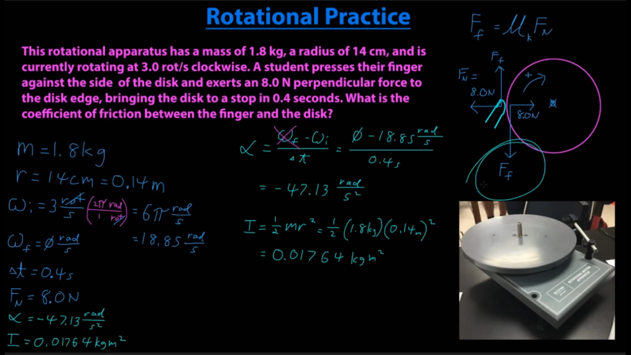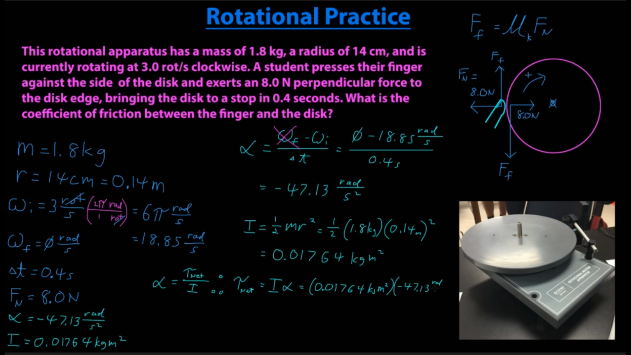I am after a force, and this is a perpendicular force. And since it's a perpendicular force, this is screaming torque. Angular acceleration is net torque over moment of inertia. Therefore, net torque is moment of inertia times acceleration. 0.01764 kilograms meter squared times negative 47.12 radians per second squared gives me torque at negative 0.831 newton meters. Now I have net torque. The force friction here is the perpendicular force. Torque is force perpendicular times radius. Therefore, force perpendicular is torque over radius, negative 0.831 newton meters over radius of 0.14 meters.